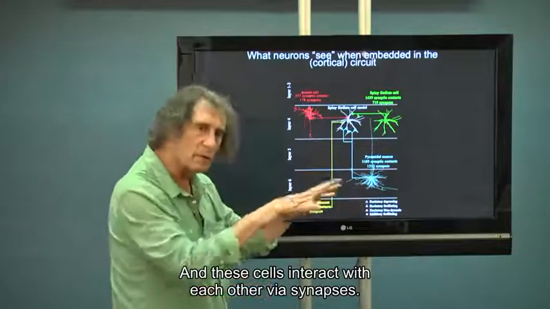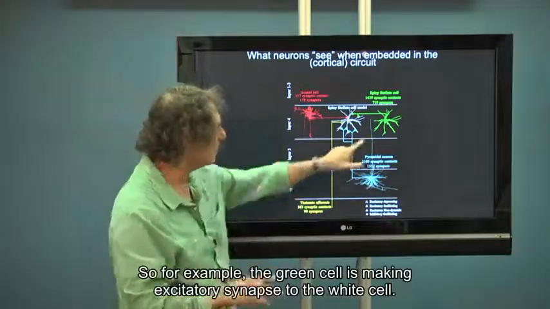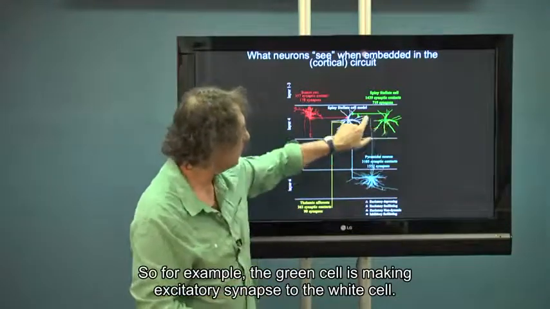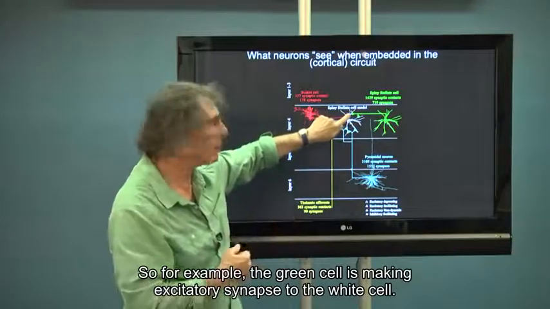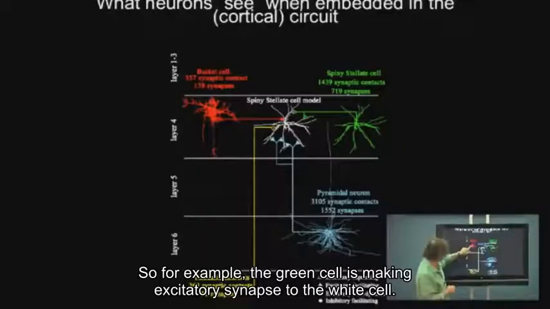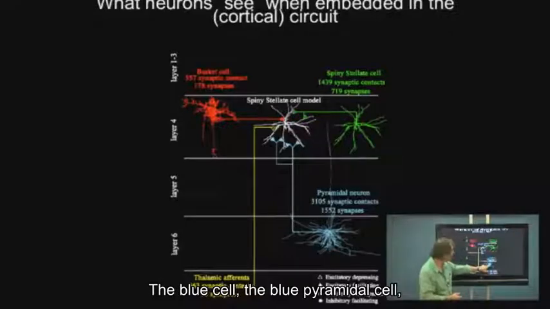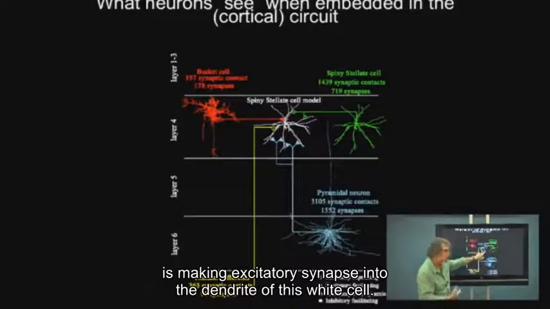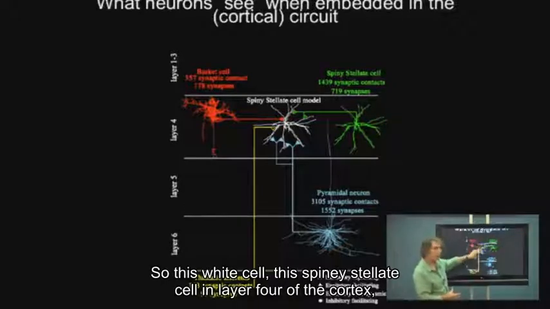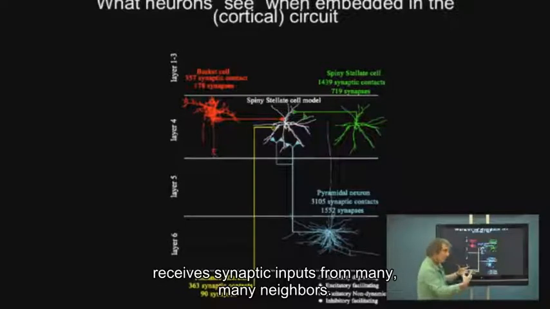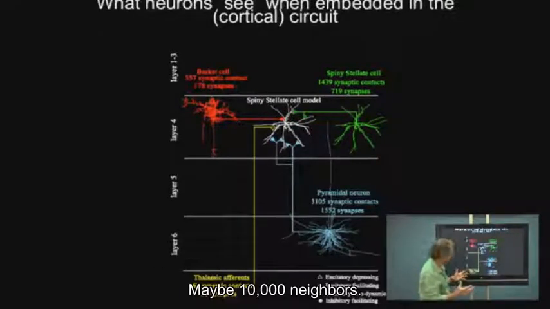And these cells interact with each other via synapses. So, for example, the green cell is making excitatory synapse to the white cell. The red cell is making maybe inhibitory synapse to the dendrite of the white cell. The blue cell, the loop pyramidal cell, is making excitatory synapse into the dendrite of this white cell. So this white cell, this spiny stellate cell in layer 4 of the cortex, receives synaptic inputs from many, many neighbors, maybe 10,000 neighbors.